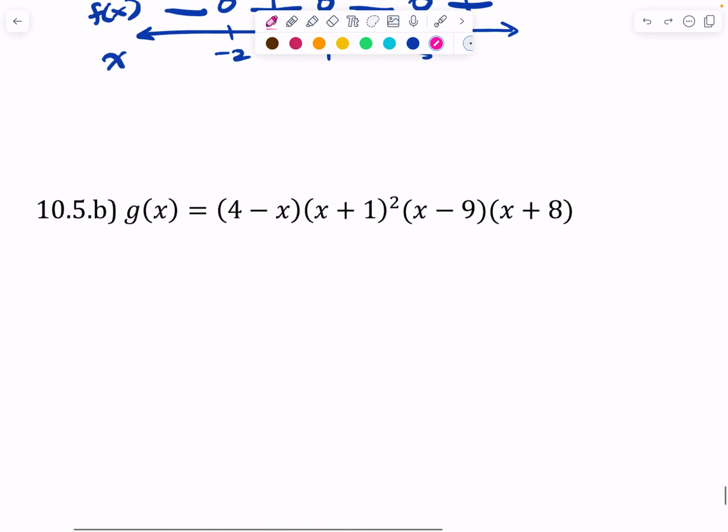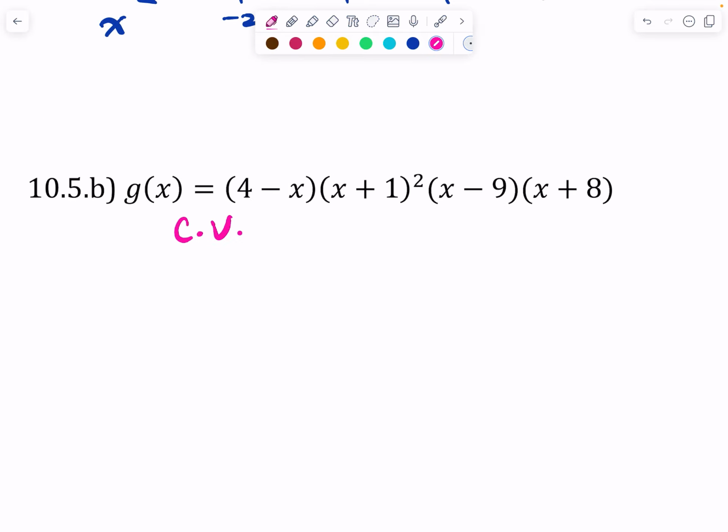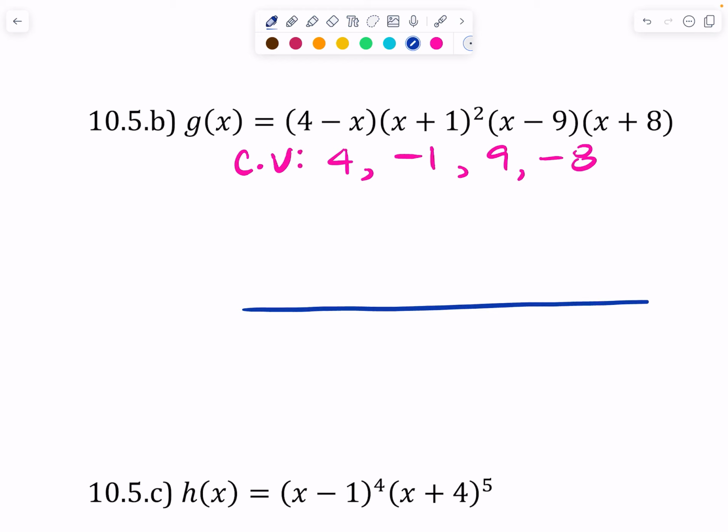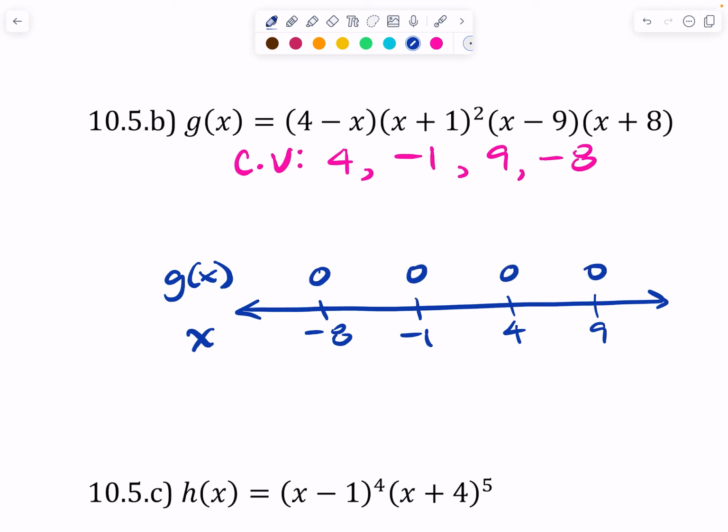I'm gonna rip through this one. My critical values here are 4 and -1 and 9 and -8. So on my sign diagram, this beautiful number line, we'll have all 4 of those options: -8, -1, 4, and 9. Those are my x values for which I'm finding information about g of x. And of course, at those values, g of x itself is 0.